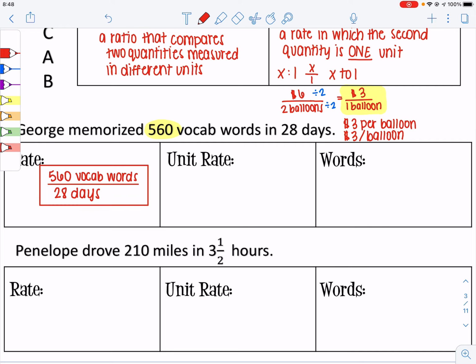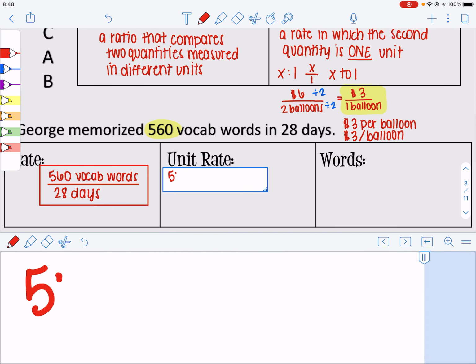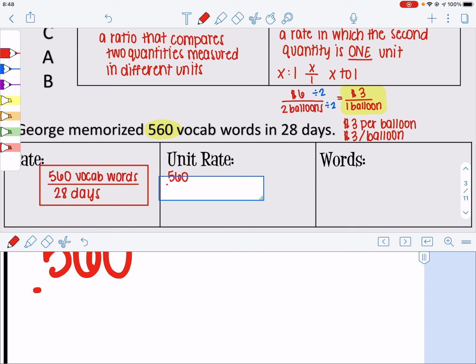Okay, but in my next part, I now want it as a unit rate. Unit rate means this second number has to be 1, or for my fraction, the bottom number has to be 1. So right now, my fraction is 560 over 28.